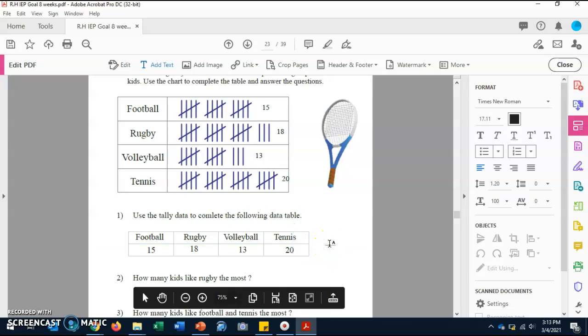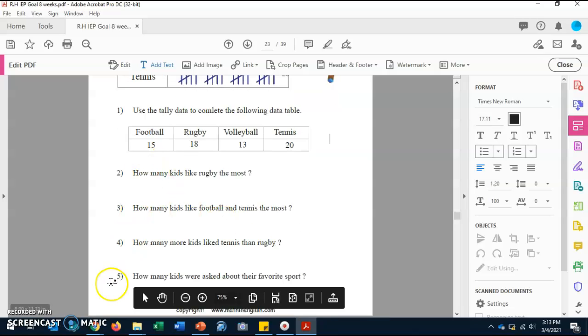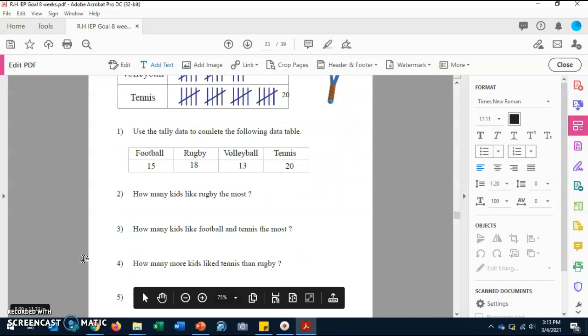Easy peasy. So now you will answer the following questions on your own. If you have any questions, please reach out to me. If not, once you are done with this assignment, we will continue to move on to goal number 4.